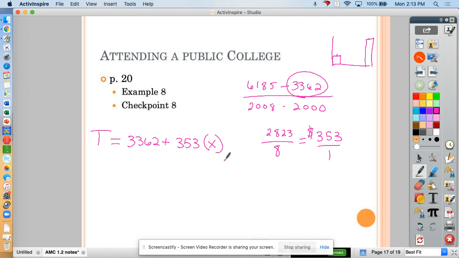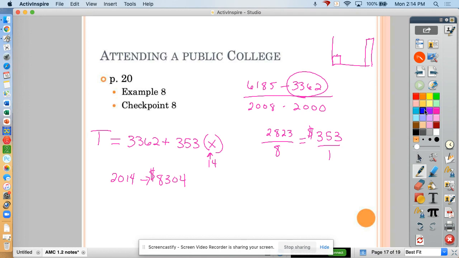All right, then the last part, C, says we want to use this and figure out what it costs in the year 2014. The year 2014 is 14 years after the beginning of the graph, the 2000. So we would plug in the number 14, and when we calculated all that out, we end up getting $8,304 for tuition in the year 2014. All right, now if you'll go ahead and pause it for the last time, you are going to do checkpoint 8 on page 22.